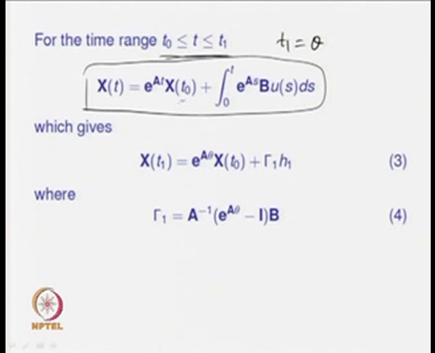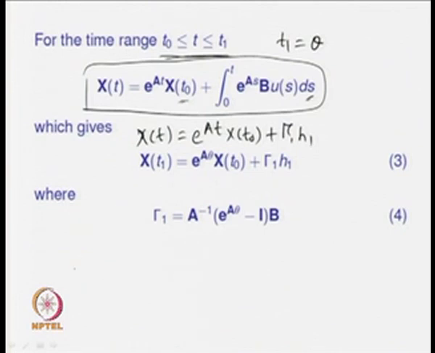We start from time t equal to t0. Therefore, we have x(t0) here, plus the integral in limits 0 to t of e to the power A s B u(s) ds. Here s is a variable; it is not the s domain, not the Laplace domain for us. The integral can be found, and it will give us an expression of the form x(t) is equal to e to the power A t x(t0) plus gamma 1 h1. Where is that h1 coming from? That is coming from the input.